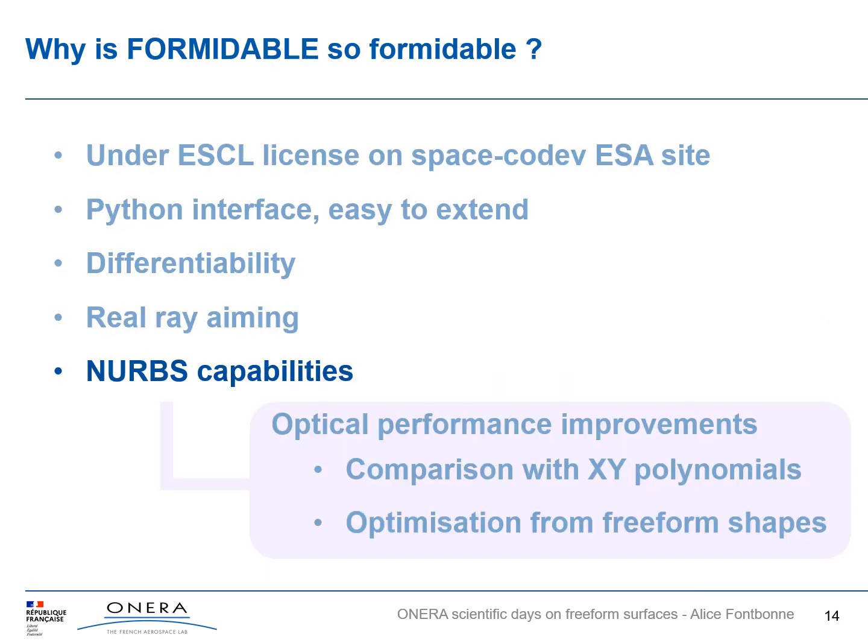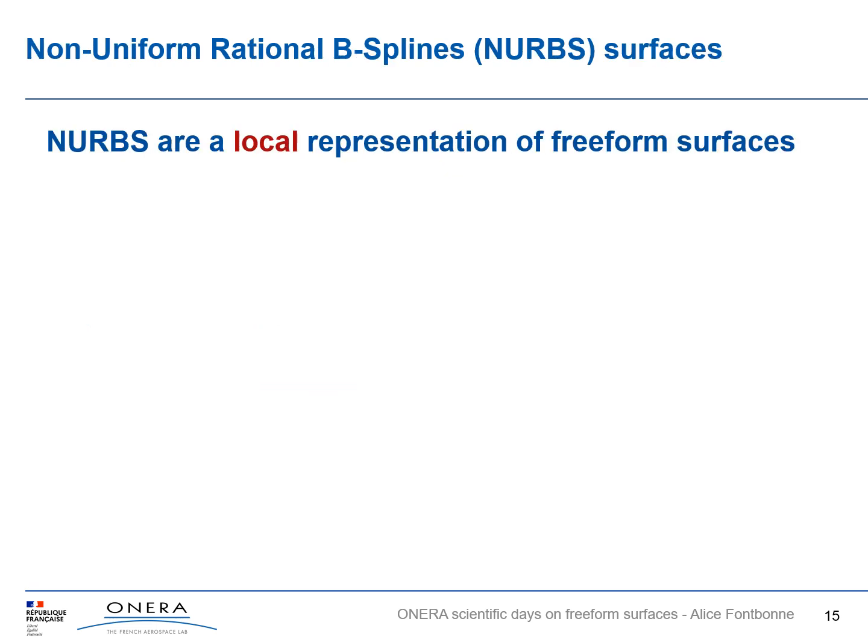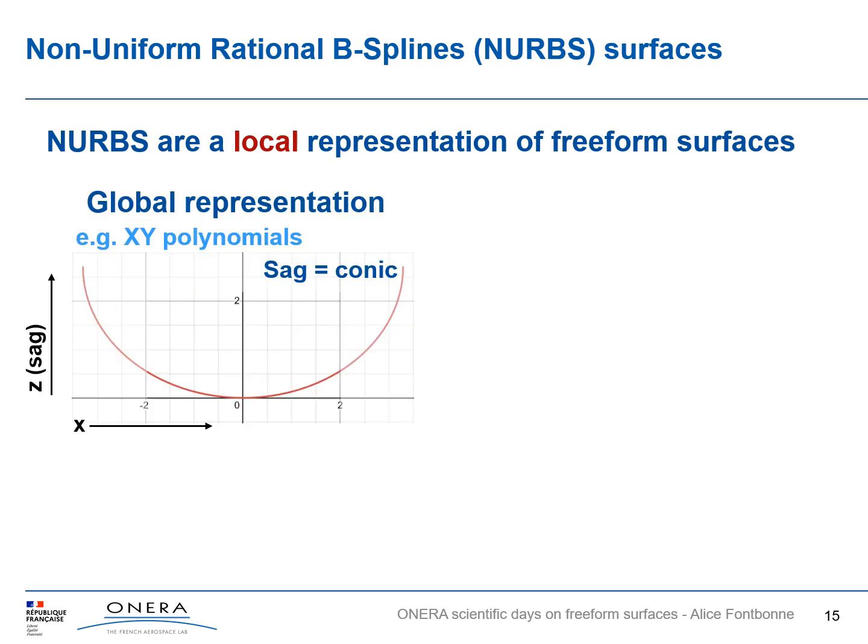The next feature, and the last one but not least, is the NURBS capabilities. NURBS stands for non-uniform rational B-spline surfaces. NURBS are a local representation of freeform surfaces, which is quite different from a global representation, which is the most natural and used nowadays. So here you have a global representation for a particular example of a conic, which is a sag as a function of x.